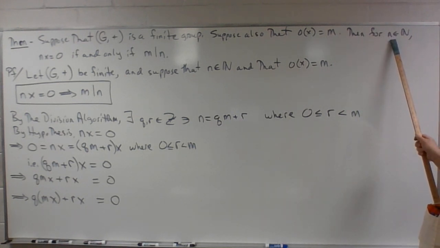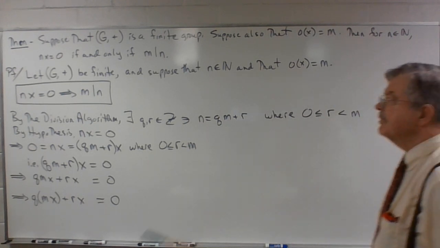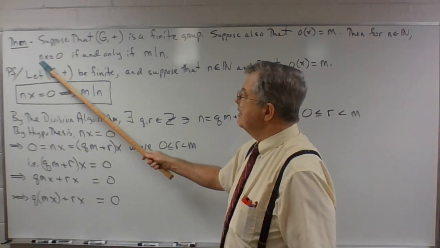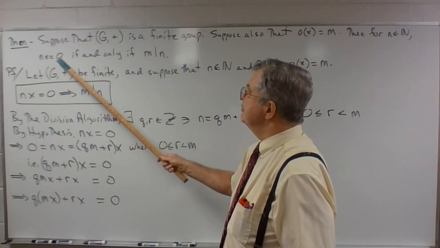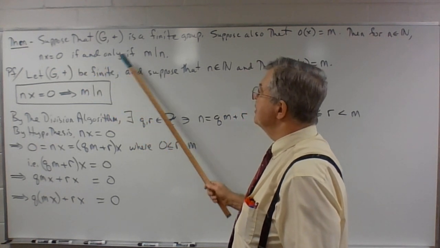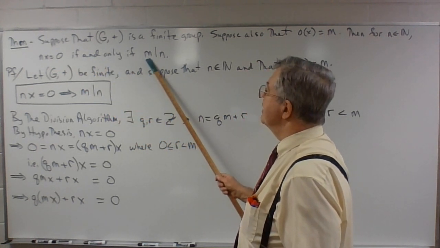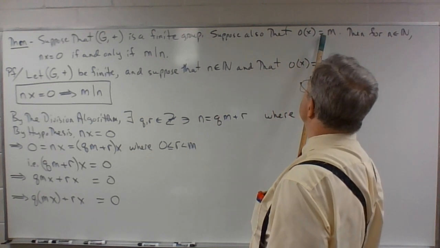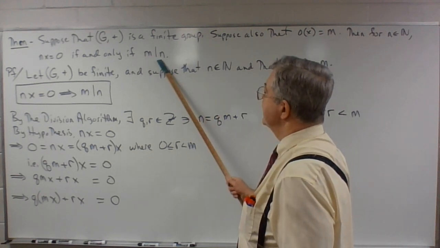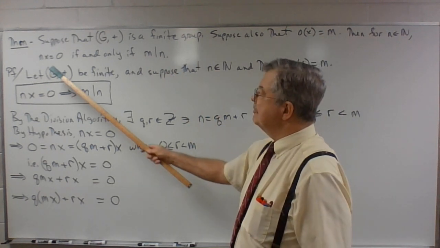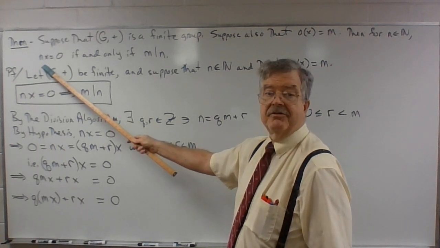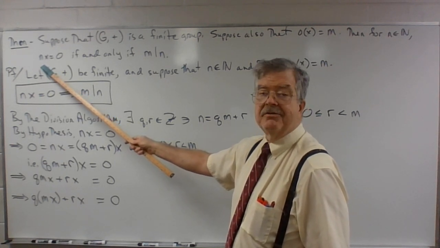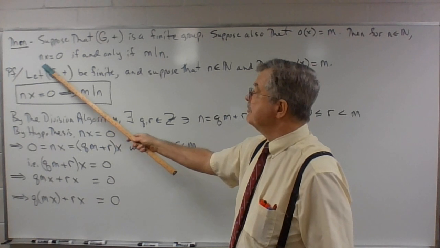Then given a natural number n, n times the element x equals 0 if and only if m, the order of x, divides n. And let's remember what nx is. It's x added to itself n times, essentially.